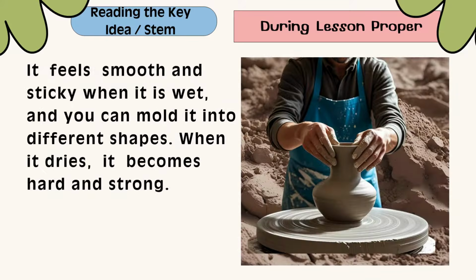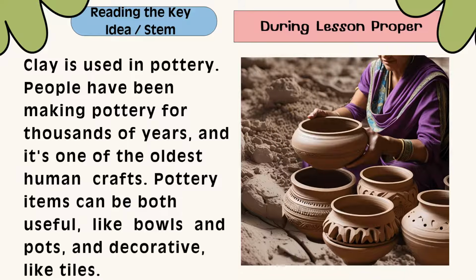It feels smooth and sticky when it is wet, and you can mold it into different shapes. When it dries, it becomes hard and strong. Clay is used in pottery. People have been making pottery for thousands of years, and it's one of the oldest human crafts. Pottery items can be both useful, like bowls and pots, and decorative, like tiles.